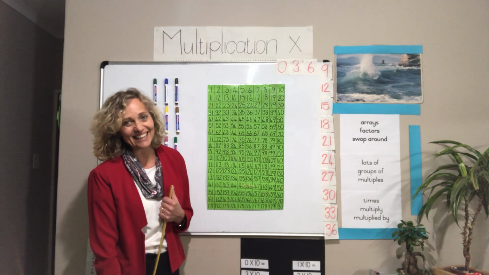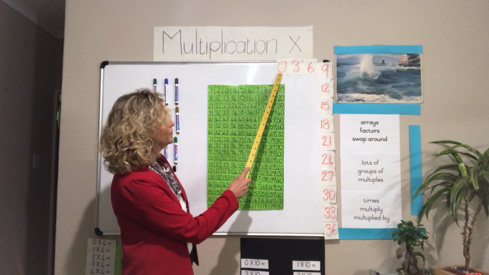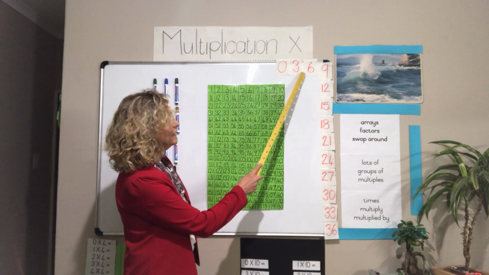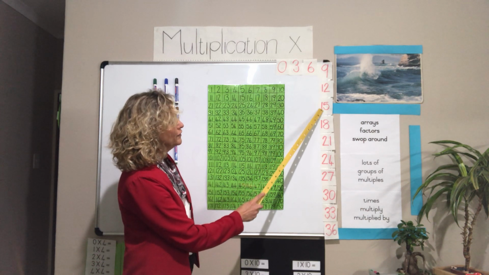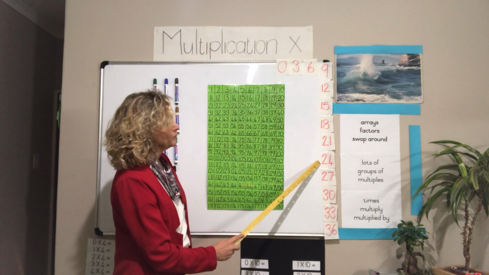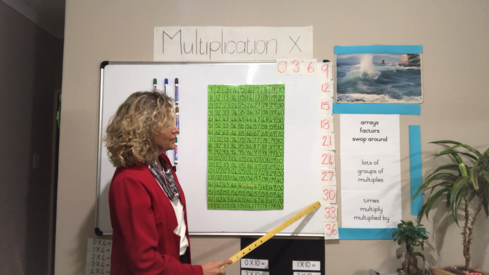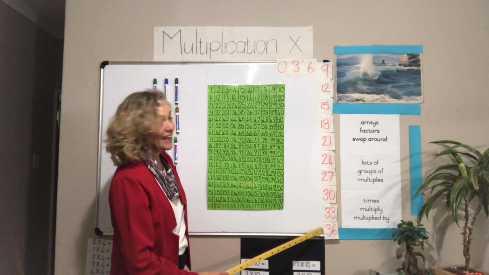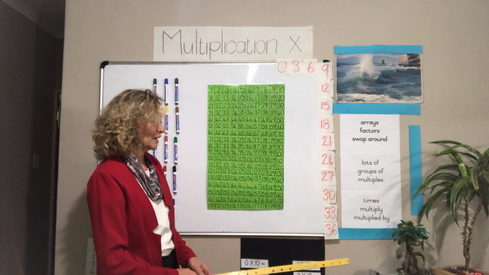And as you can see, I've also put the numbers here for you. Let's go. 0, 3, 6, 9, 12, 15, 18, 21, 24, 27, 30, 33, and 36. So we're just counting over there.